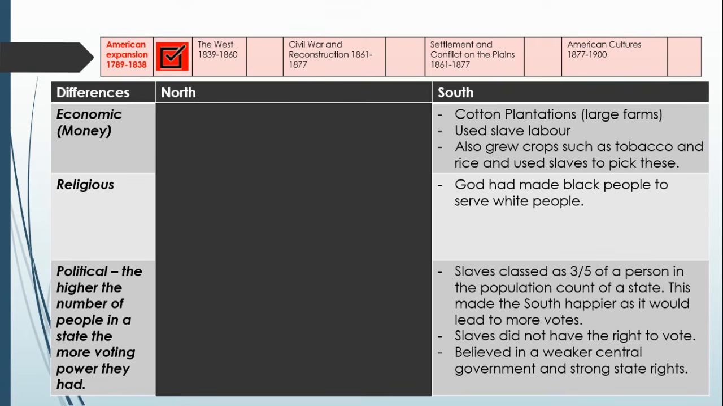And finally, they believed in a weaker central government and strong states' rights. So completely opposite from the North, they believe that the President and Congress should have less power and the states should have more power. So they are some of the key things that you need to make sure that you understand in order to get a grip on the course as we go through the 5 different topics.